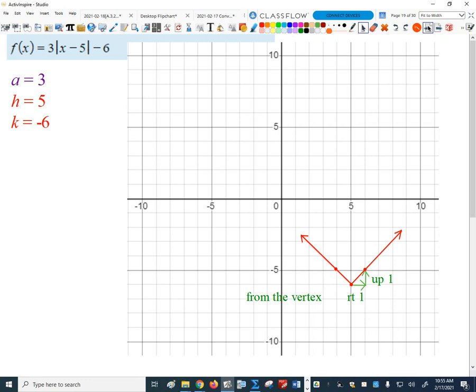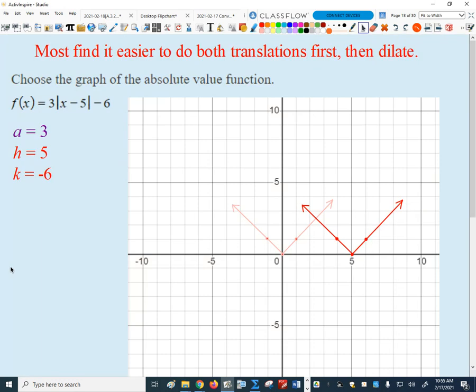Okay. What's next? What about K? We went horizontally 5 units to the right. I'm going vertically what? Type it in chat, please. I want to hear from everybody. Okay, good. Down 6. So we go down 6 and we end up right there. Everybody agree? Okay, there's the H and the K part.